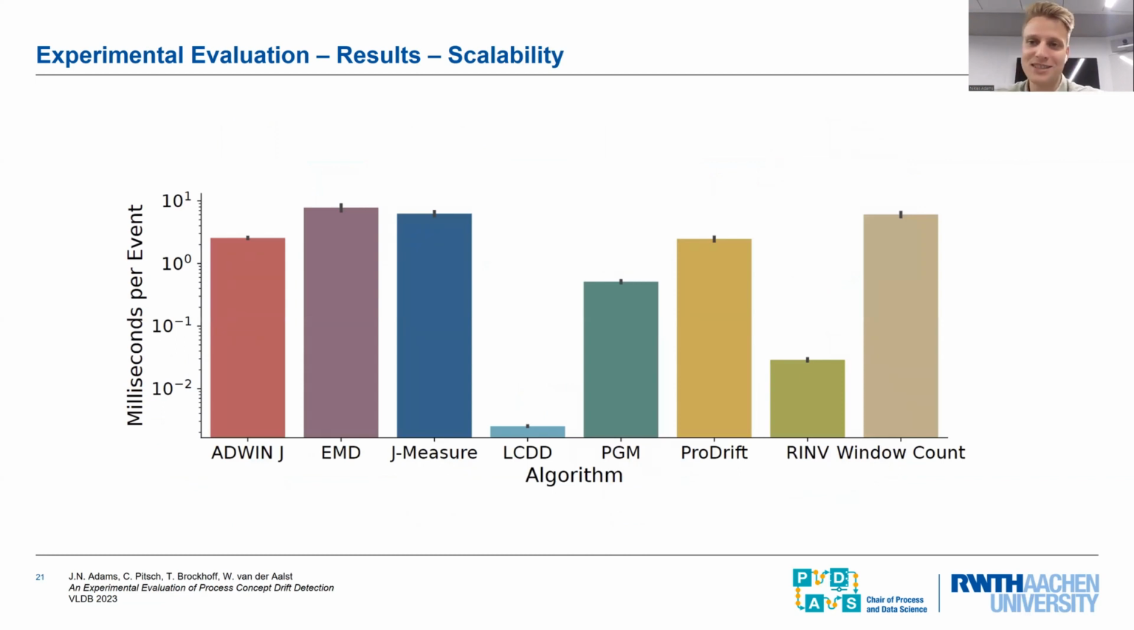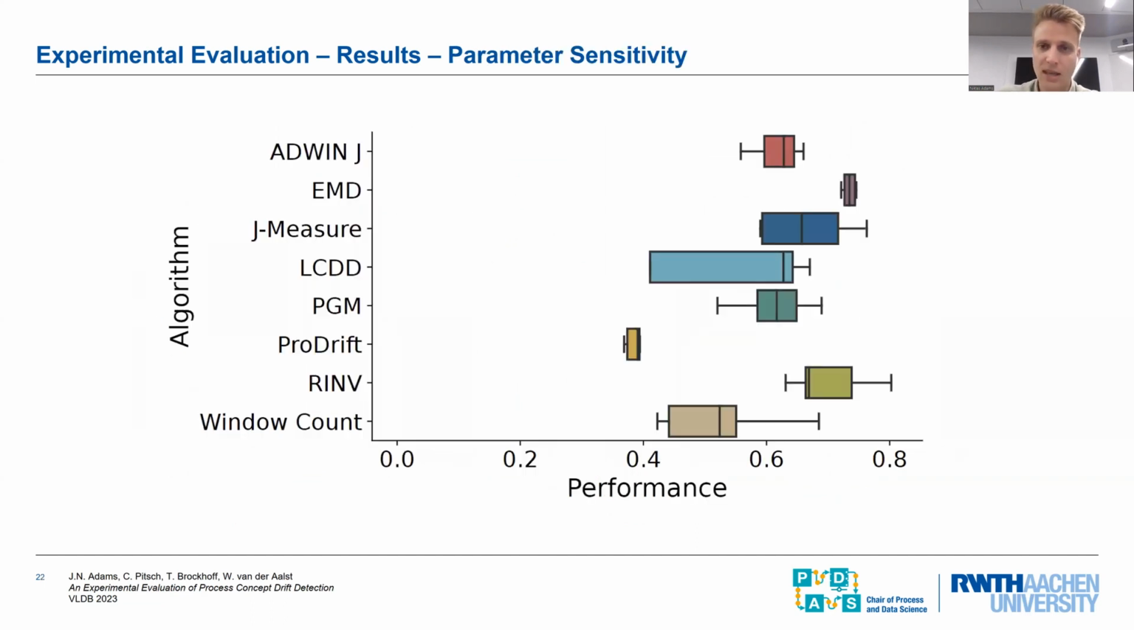It's very slow. We see here it's a logarithmic scale on the y-axis, and Earth Mover Systems is the slowest technique of all, while LCDD and RINS are very fast, but they are exactly doing that. They use the directly follows relationship. And then we can look at the parameter sensitivity. So we see that actually Earth Mover Systems is very easy to use because you don't really have issues with parameters. But again, we see for LCDD, for example, there's a huge spread. So you have to be quite careful with which parameters you choose.